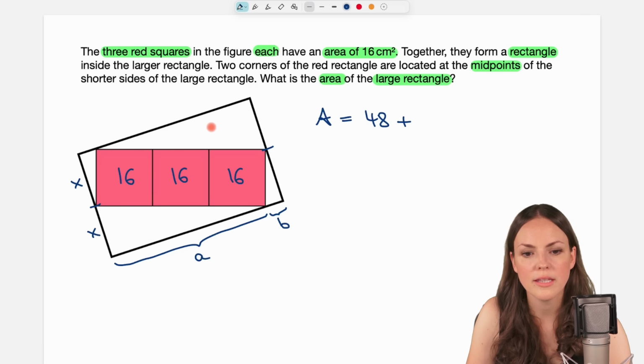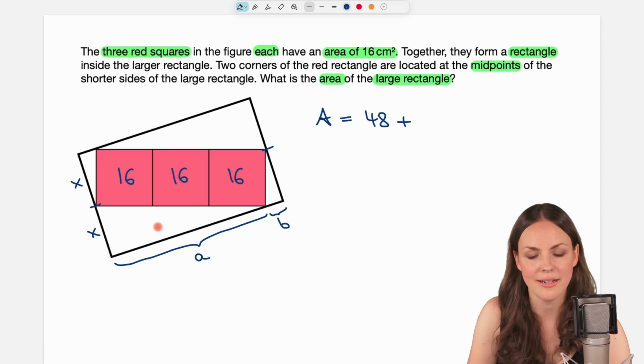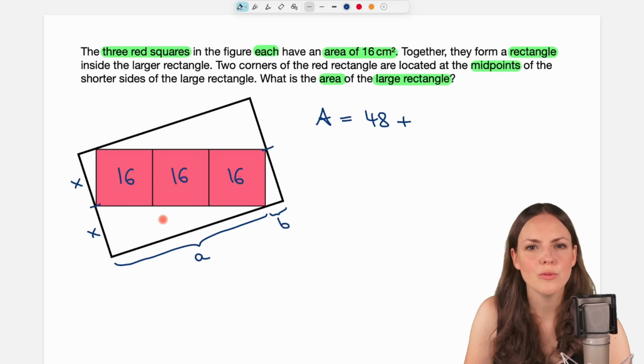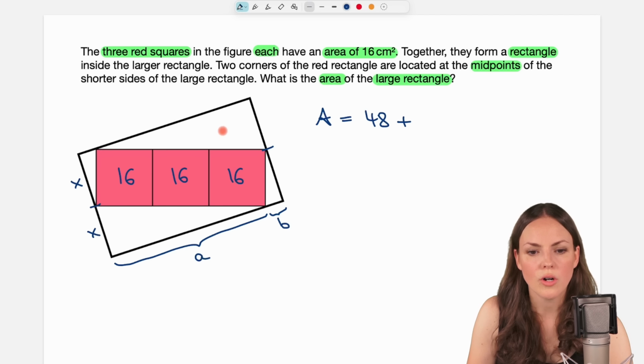Let's start with these larger triangles. It looks like they have the same area. How can we prove that? We can show that these two triangles are congruent to each other, because then they have the same area. So let's take a look at angles and sides of our triangles.